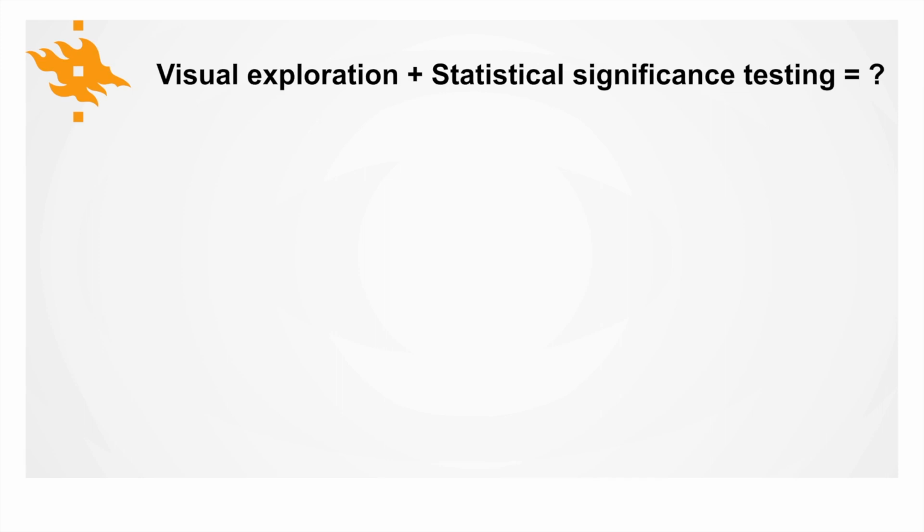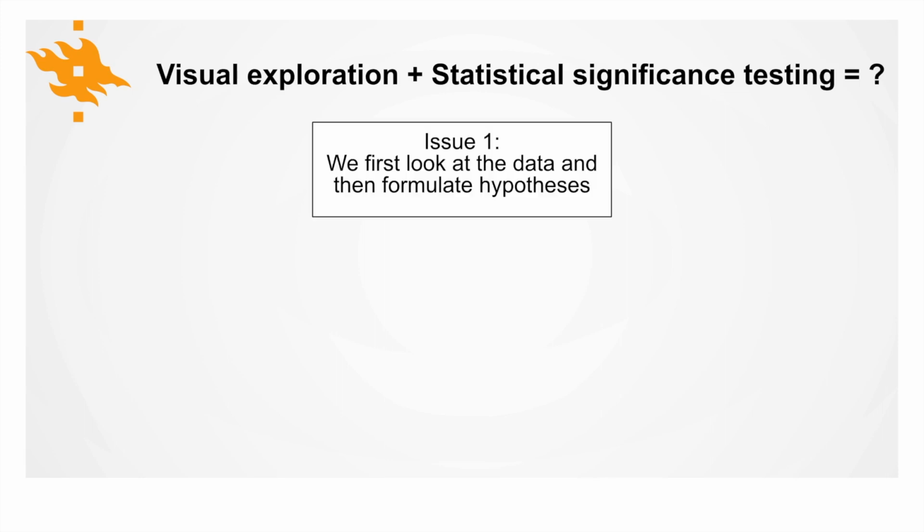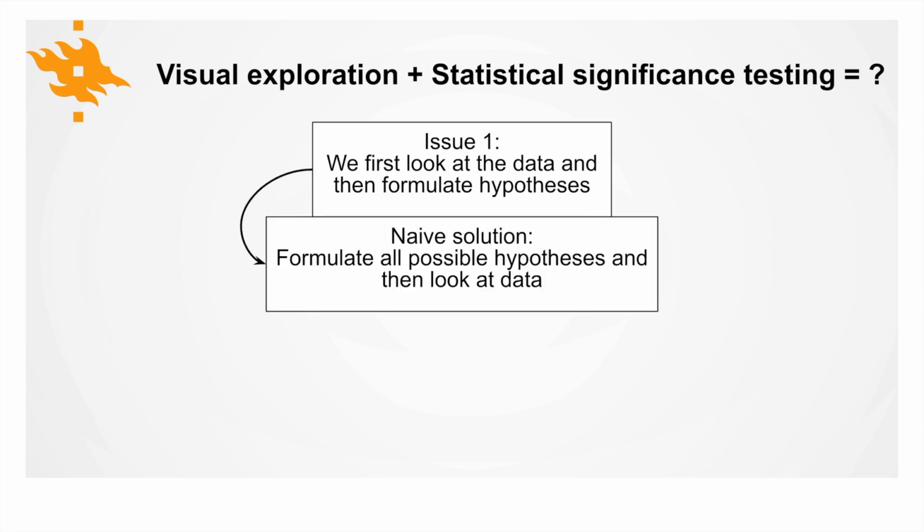Normally in significance testing, you first formulate a hypothesis, and then you look at the data. In contrast, in visual exploration, you might first look at the data and then formulate hypotheses. A naive solution for this would be to formulate all possible hypotheses and then look at the data. However, in a visual exploration, the number of possible hypotheses is very large.